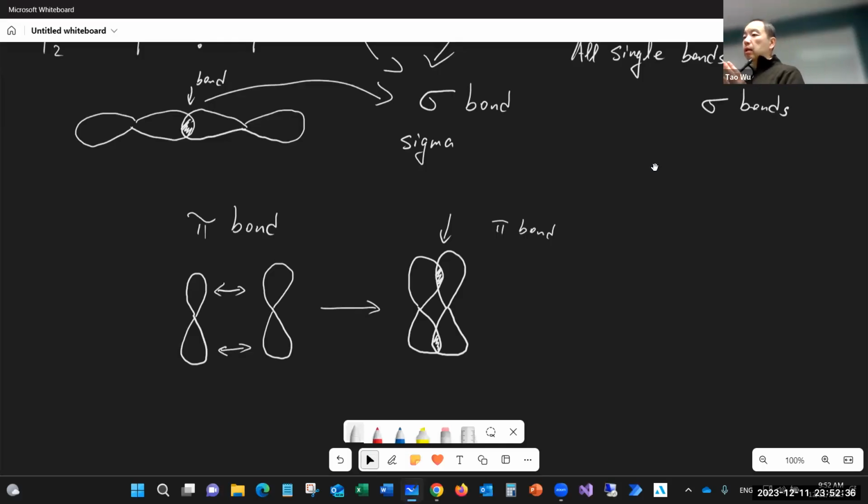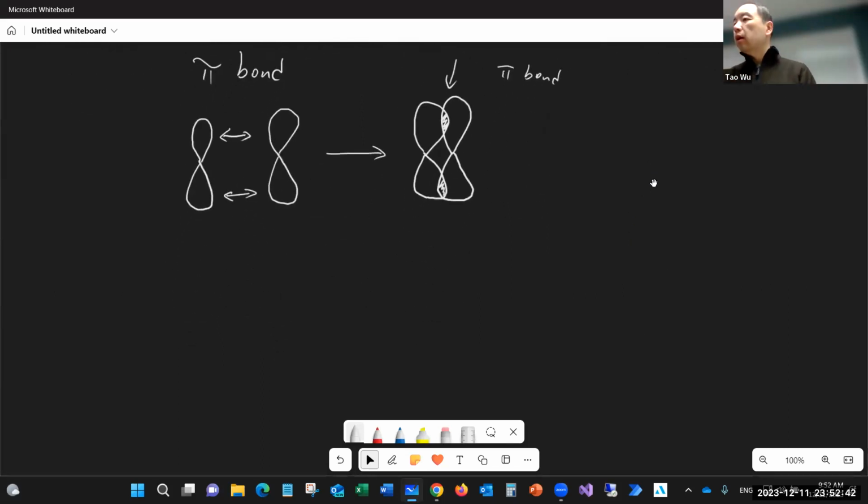Okay, sigma bonds and pi bonds. All right, so now how can we determine them from a molecule? For example, if we have a double bond, this is called formaldehyde. Do you know what that is? Formaldehyde, CH2O. It is used to preserve dead bodies.